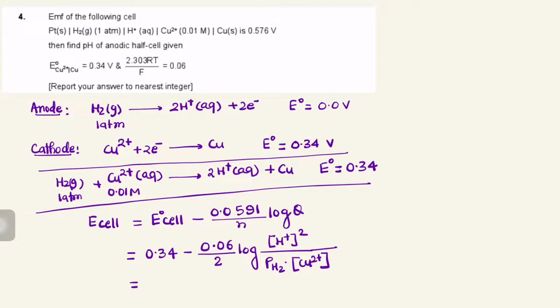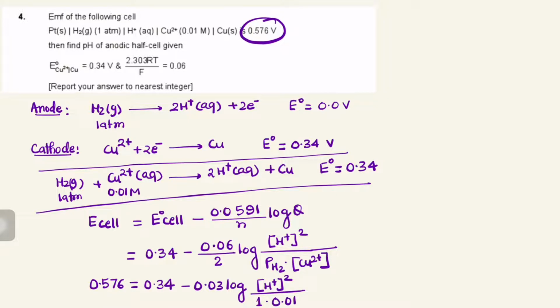E cell is given to us, that is 0.576, so that is equal to 0.34. This is 0.03 log concentration of H plus square. Partial pressure of hydrogen is 1 and copper 2 plus concentration is 0.01. 0.01 is what? When it will go to numerator, it will become 100. Now we have to solve simply and find the H plus concentration, right?